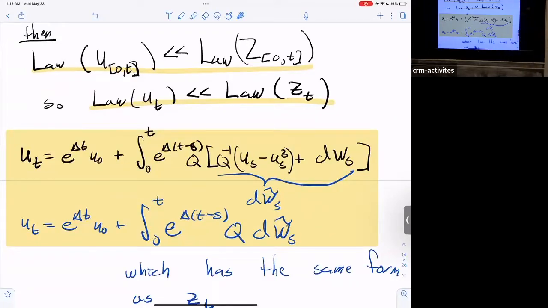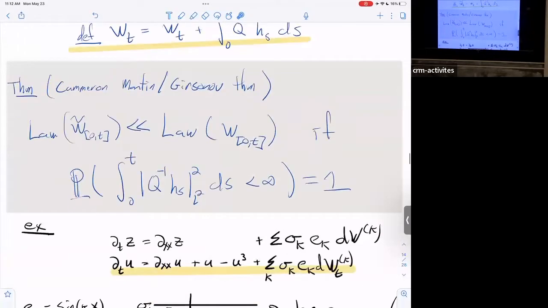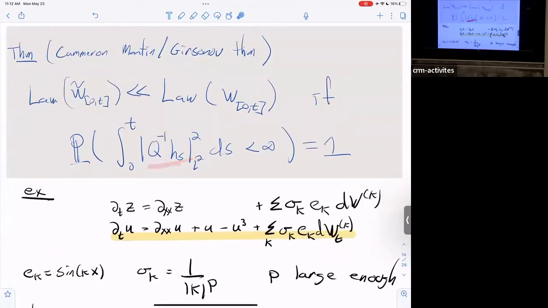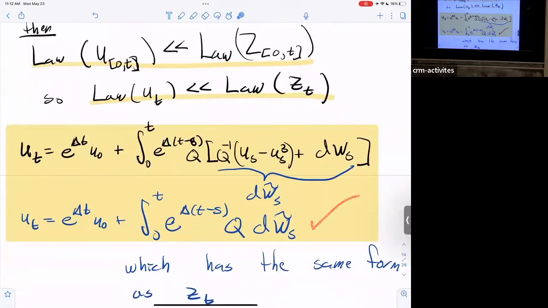And if I can prove this estimate here, where my H was u minus u cubed, and show it is almost surely finite, then I get this absolute continuity.